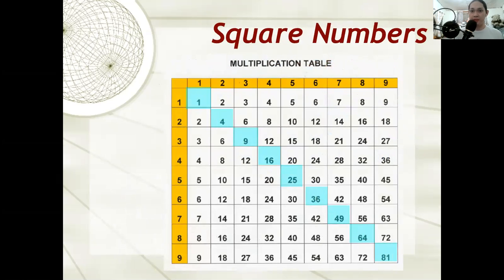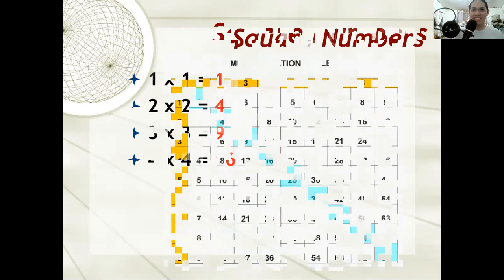We can also use a multiplication table to help us remember square numbers. You have it there on the diagonal, the color blue, just look at it. We have 1, 4, 9, 16, 25, 36, 49, 64, and 81. These are perfect square numbers. Are you familiar with the multiplication table? It helps us identify the perfect square numbers. So now let's proceed.